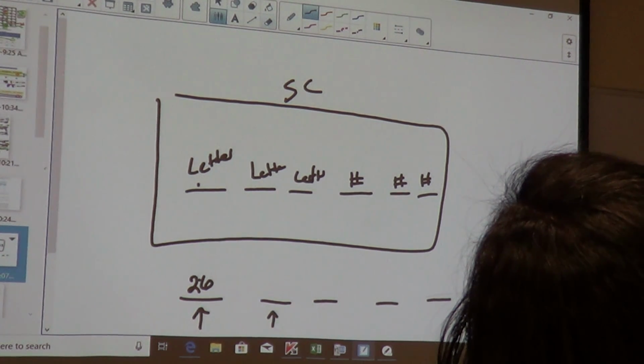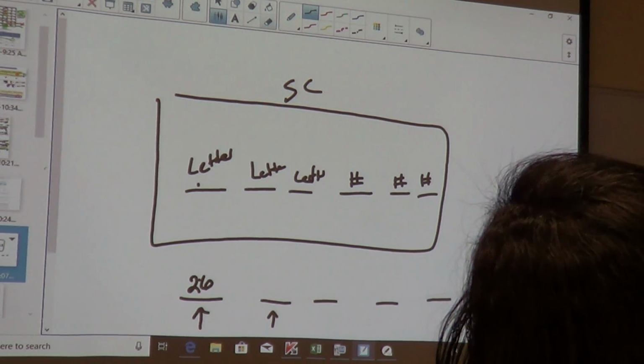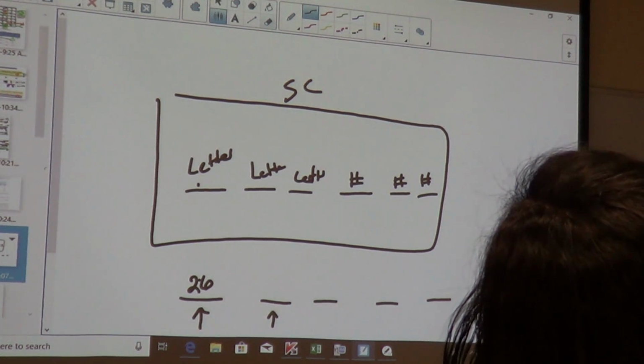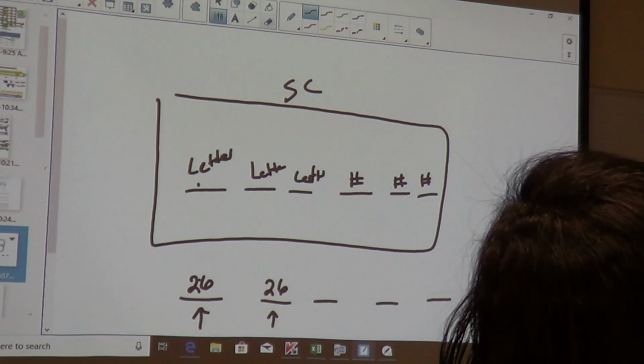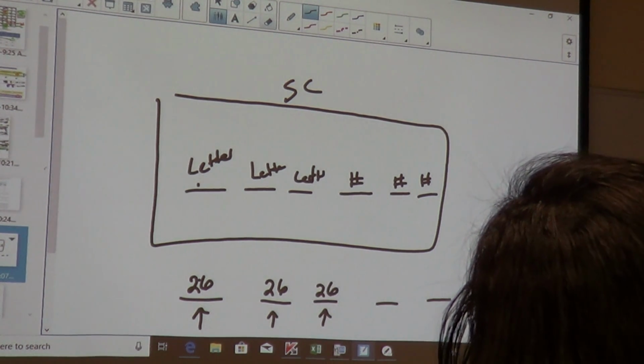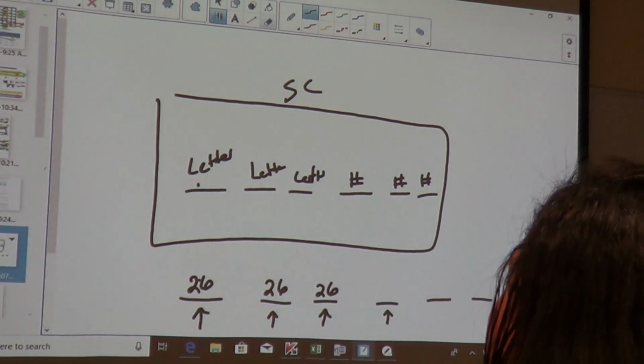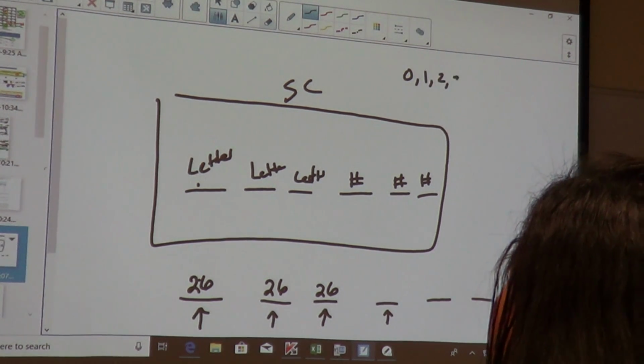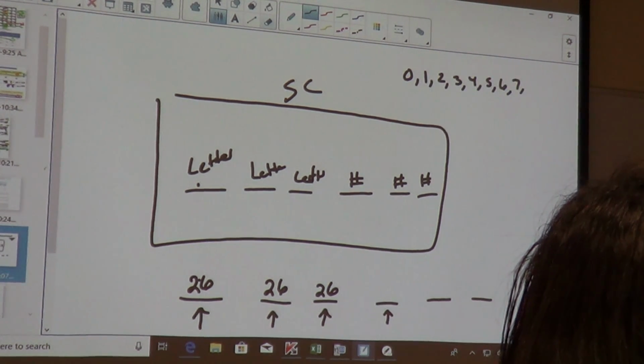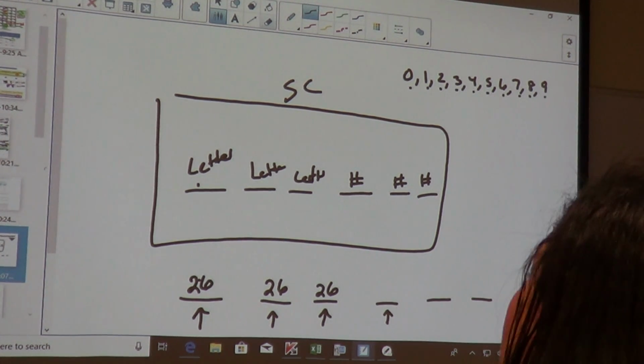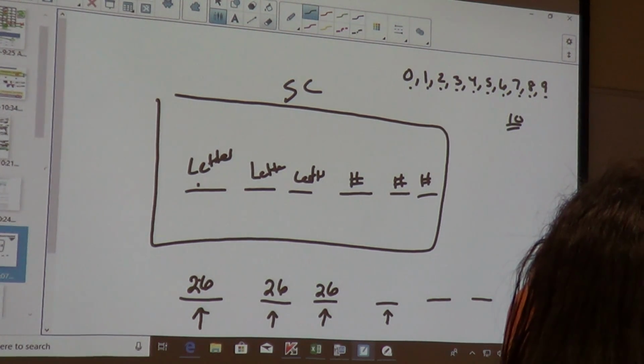How many different letter choices are there for the next one? Can we repeat? Yeah. Because have we seen license tags that are AAA? Yeah. So we can repeat. How many different letter options are there? 26. How many different number options are there? We can do a 0, a 1, a 2, a 3, a 4, a 5, a 6, a 7, an 8, and a 9. That is 1, 2, 3, 4, 5, 6, 7, 8, 9, 10 different options of numbers.